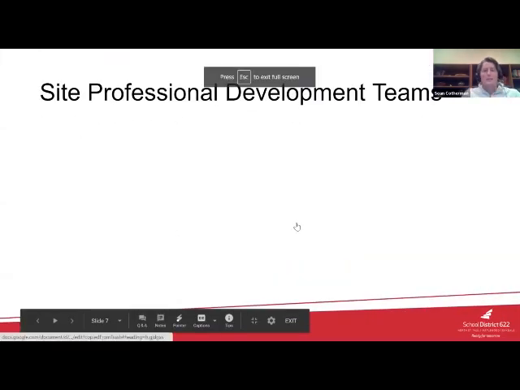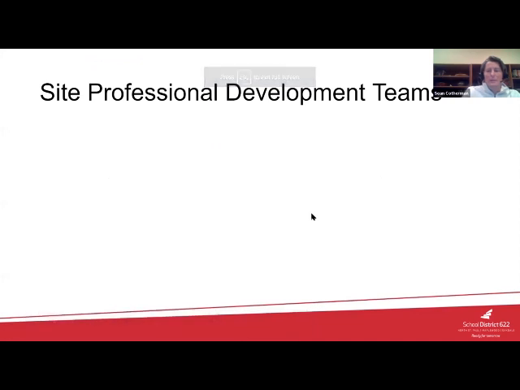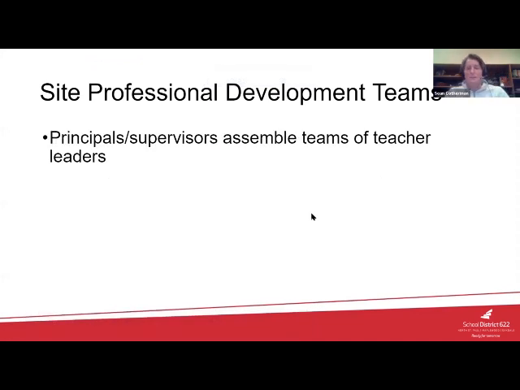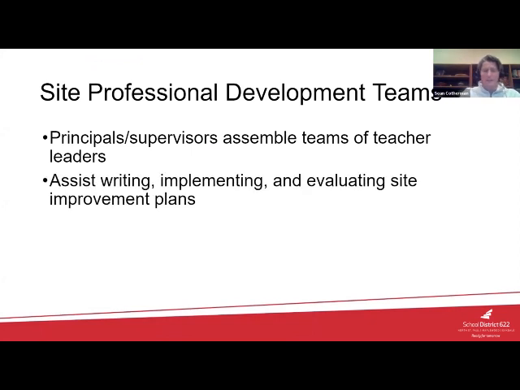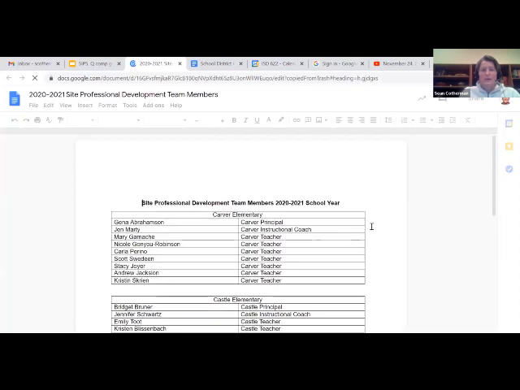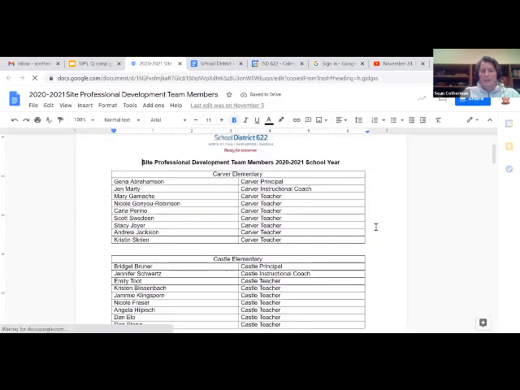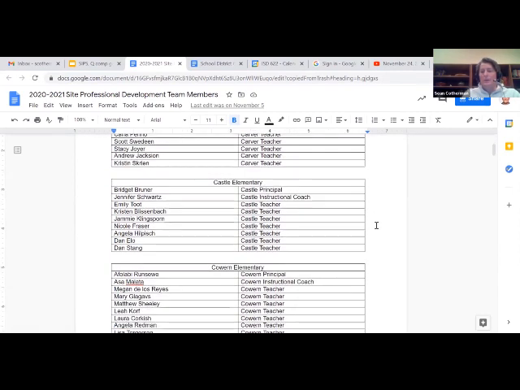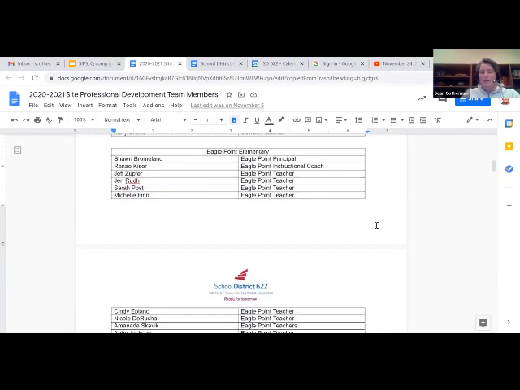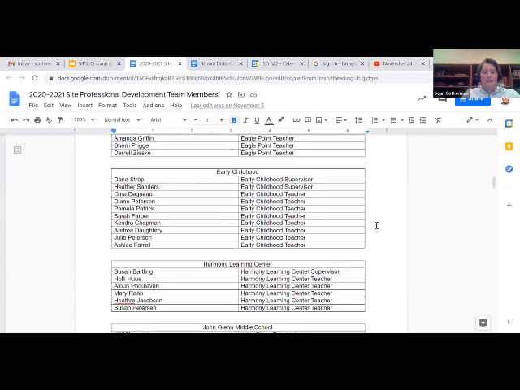Our site professional development teams are made up of principals and supervisors who assemble those teams of teacher leaders. They assist in writing, implementing, and evaluating the site improvement plans that we shared on that first slide. The team memberships are housed here, listed by our buildings. So you'll see each of the buildings' teams listed out by who those members are, and of course the teacher leadership from each of those buildings listed out here for you to access.